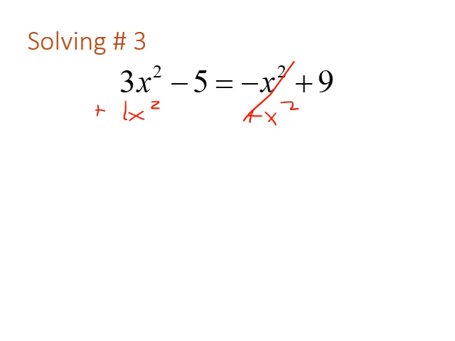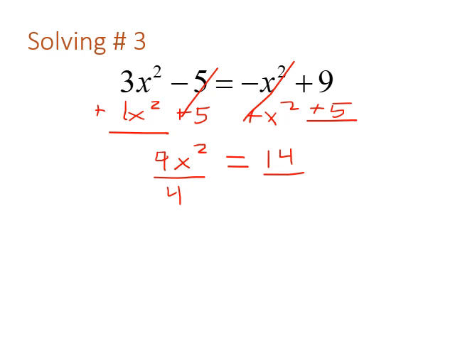I might as well move my constants to the right side right away. So when I simplify, 3 and 1 give me 4x squared equals 9 plus 5 is 14. Divide by 4. I get x squared equals 14 over 4.